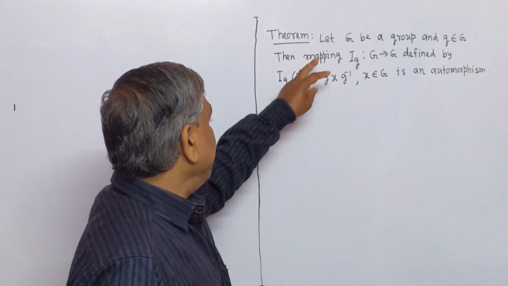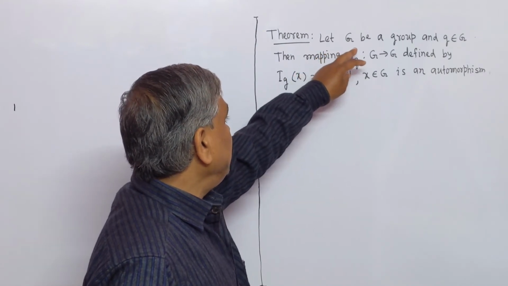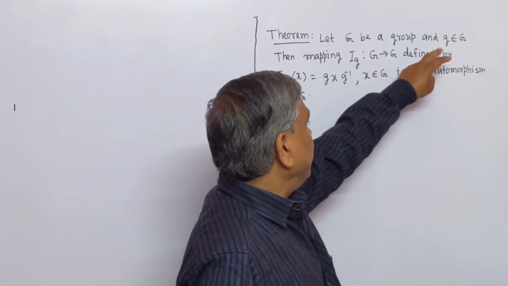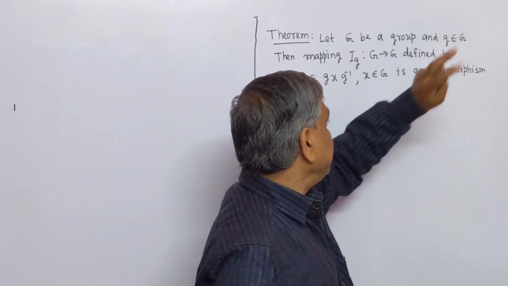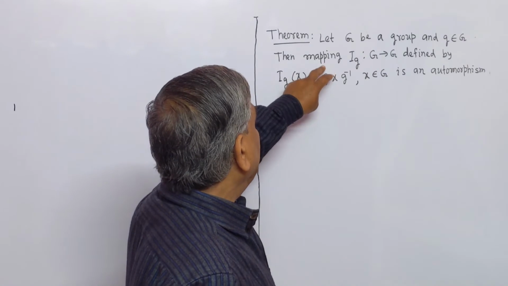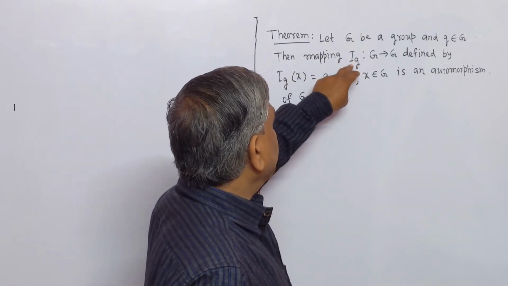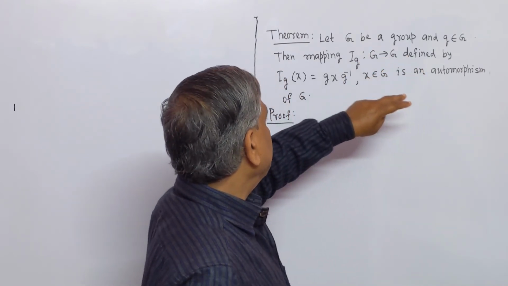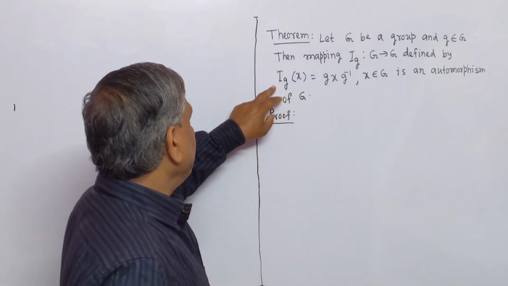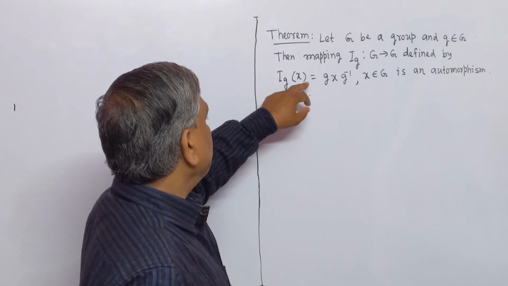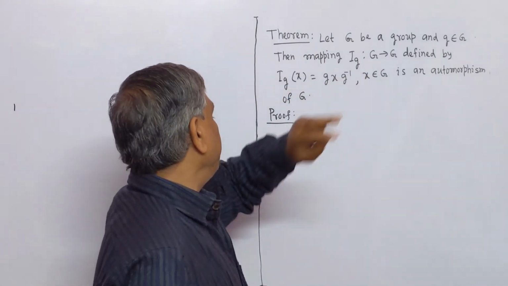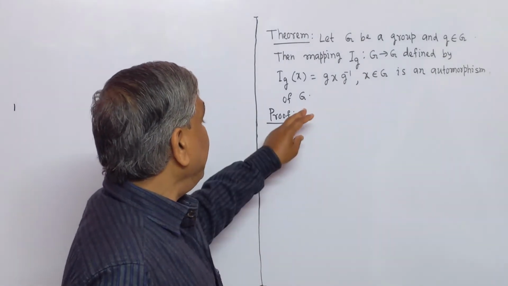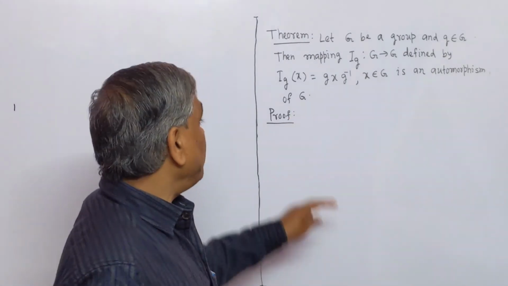Now we prove the next theorem. Let G be a group, capital G, and small g belongs to capital G. Then the mapping I small g defined on G into G by I small g of x equal to g x g inverse, x belongs to G, is an automorphism of G.